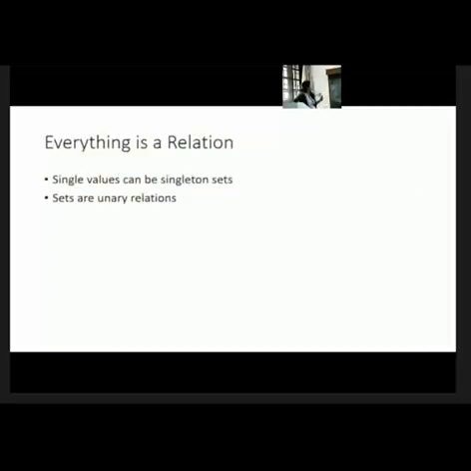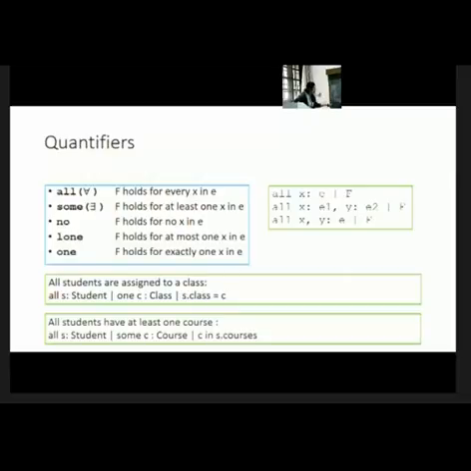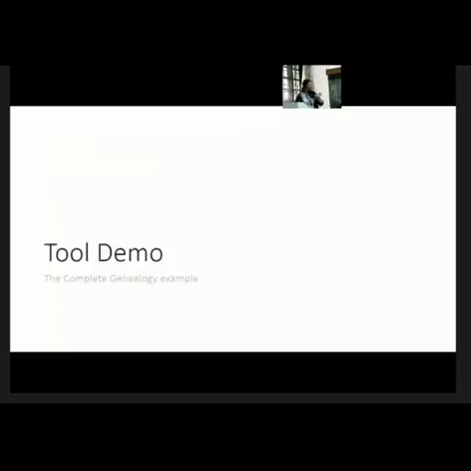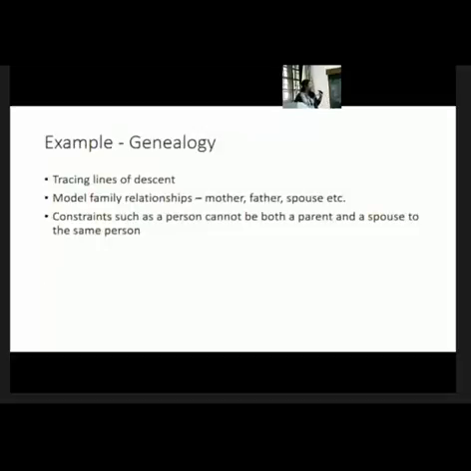Okay. So that is about quantifiers. Any doubts so far? Okay. So just before proceeding, everything is a relation in Alloy. So you can express values as singleton sets, and you can express sets as unary relations. So Alloy models everything as relations. So now we come to the tool demo, but before that we'll first talk about the example which we are going to take.